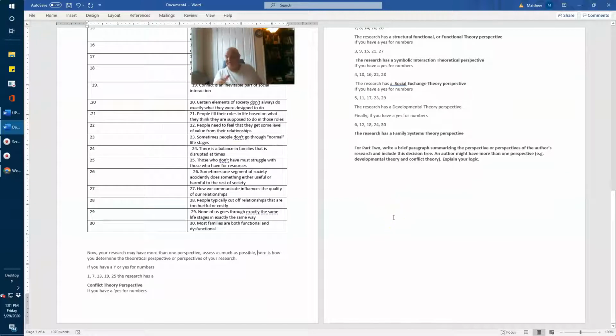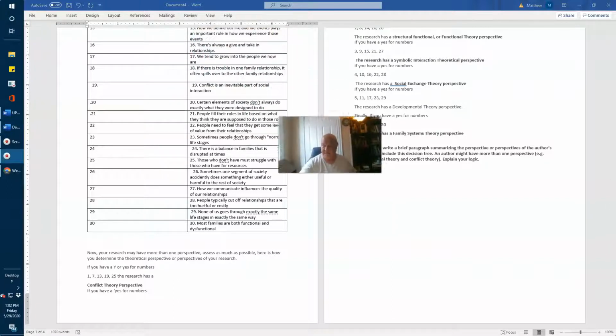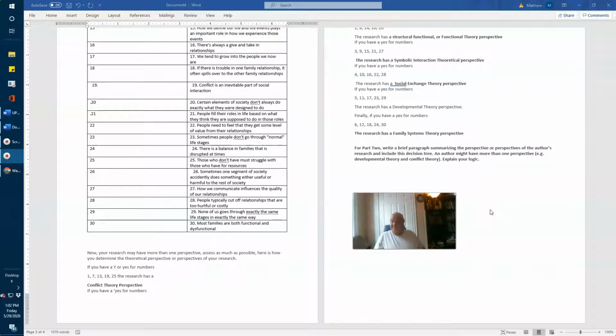And then for part two, write a brief paragraph. You don't need to give me this, it's a tool for you, right? Write another brief paragraph on theory, summarizing the perspective of the author's research, and you can include this decision tree if you want. That will be useful. An author might have more than one perspective, developmental theory and conflict theory. So write a little summary there, okay? What you're going to have when you're done is a cleaned up paper. You don't even have to copy and download this. You can write it up in another document.